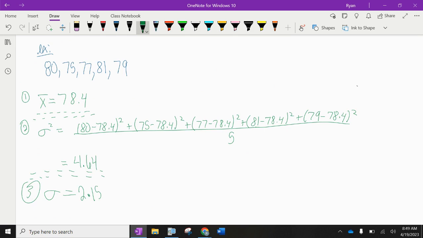So if this is 5 people from one of my Algebra 1B classes, I found their mean, I found their standard deviation. On average, these scores are different from the mean by about 2.15. That's kind of a small standard deviation for this big of a number. So these are kind of closely clumped together.